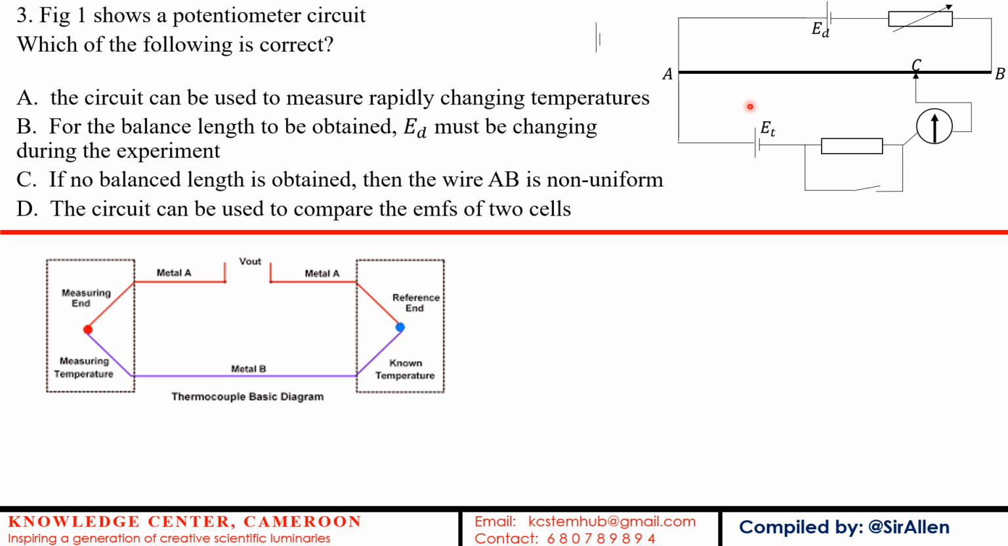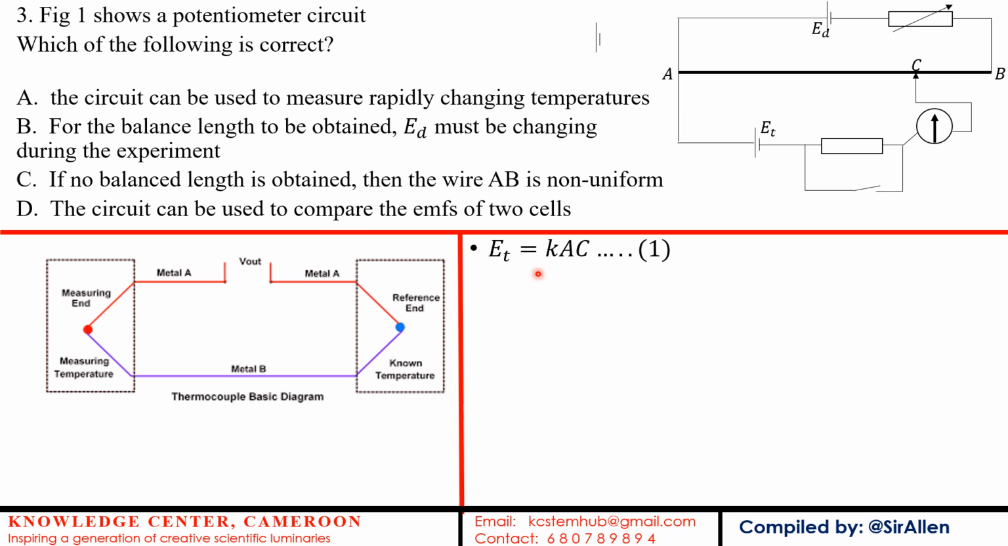I'll show you. If no balance length is obtained, then the wire AB is non-uniform. No, even if the wire is not uniform, you can still get a balance point. Balance point is basically the point where PD across AC equals the EMF along this path. So you're good. The circuit can be used to compare the EMFs of two cells. Correct. Let me show you how.